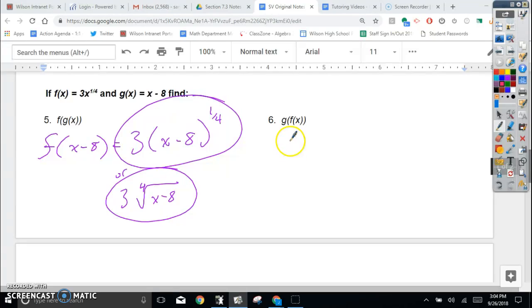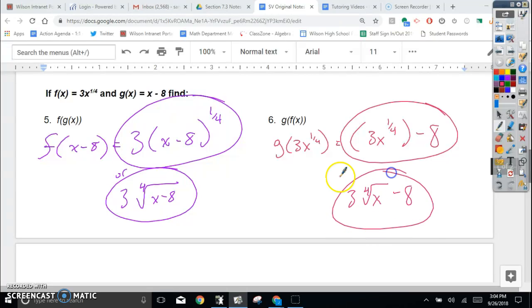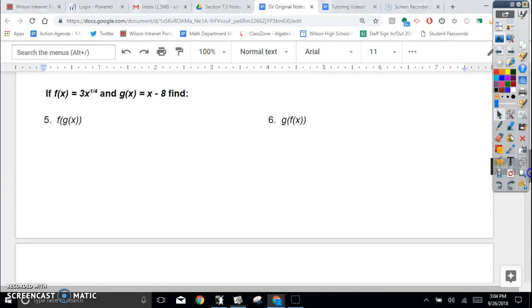G of f of x. So here we have g of f of x. F of x is 3x to the 1/4. I'm going to rewrite g as blank minus 8, and then my blank goes 3x to the 1/4. That's finished. There's nothing you can do. Really, all you can do is rewrite it like that. It's the same thing. Okay? But there's nothing you can do to reduce that. So that's a nice one to finish on the front.